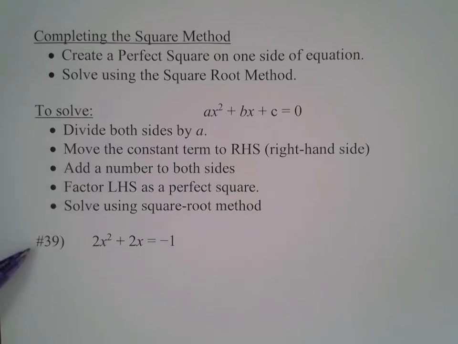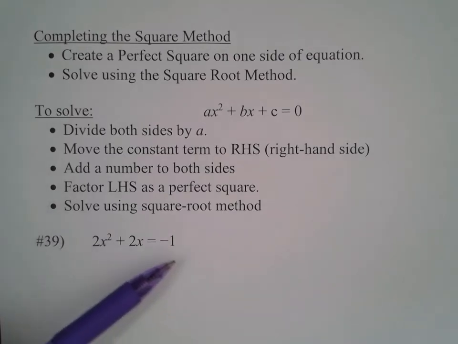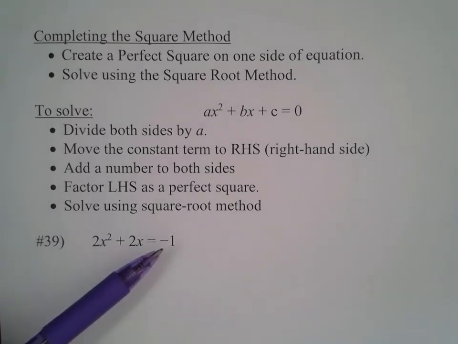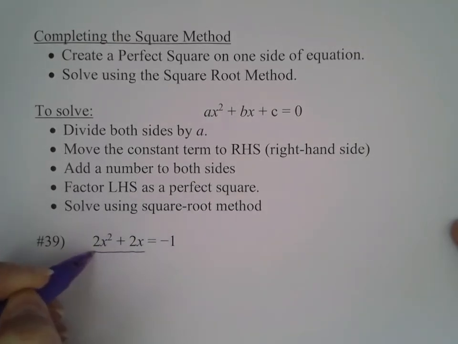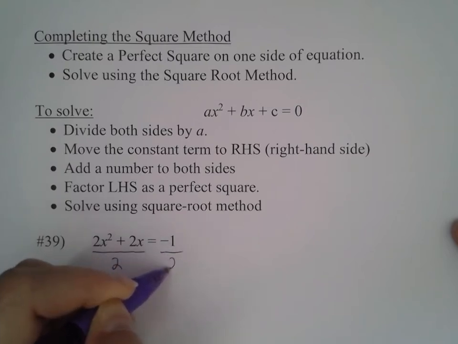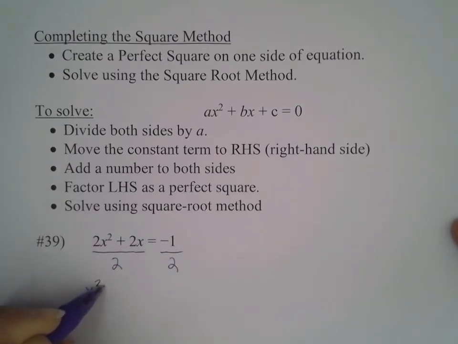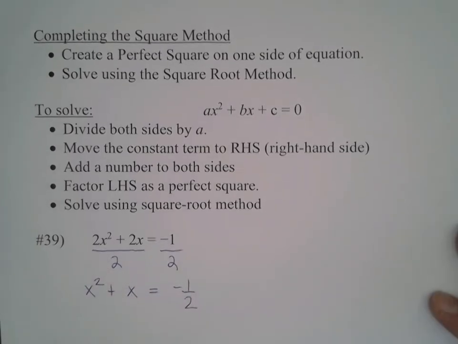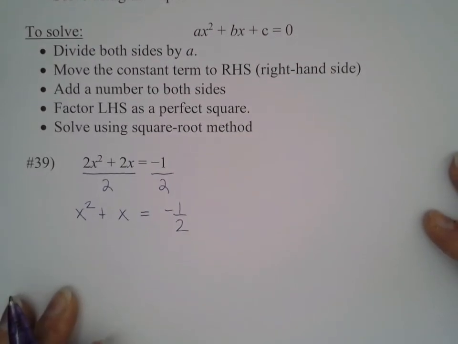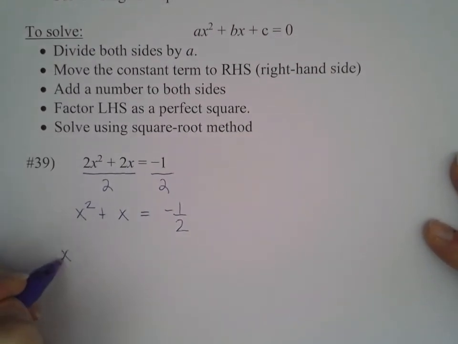Okay, so this is also from your book, number 39. We have 2x squared plus 2x equals negative 1. So actually the constant term is already on the right-hand side, and that's okay. And now we're going to divide both sides by 2. So we'll have x squared plus x equals negative 1/2. All right, so we're ready then to add a number to both sides.